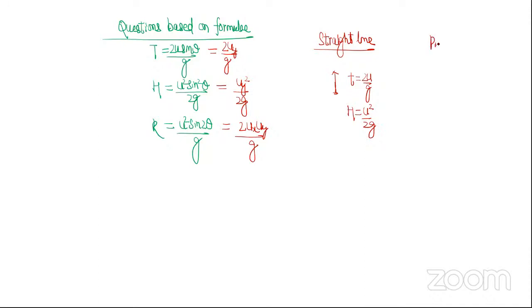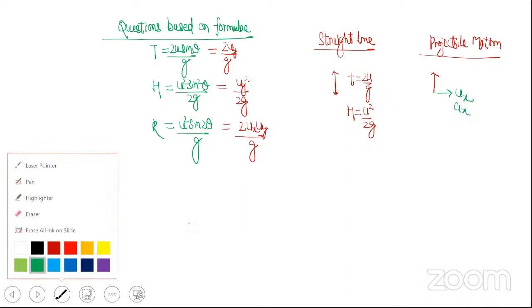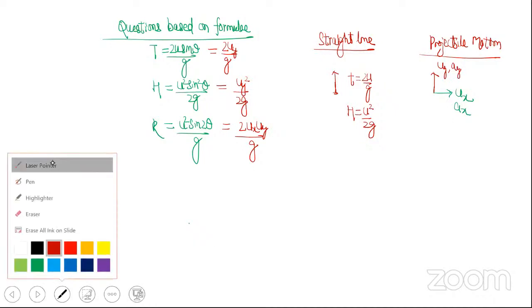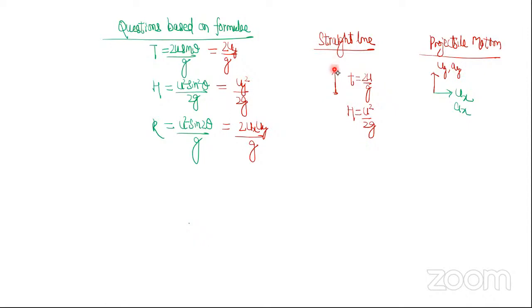Because now projectile motion is a combination of two 1D motions. One this and another one this. This motion is decided by that ux and ax. This motion is decided by uy and ay. So when you throw it vertically upwards, only this motion happens.